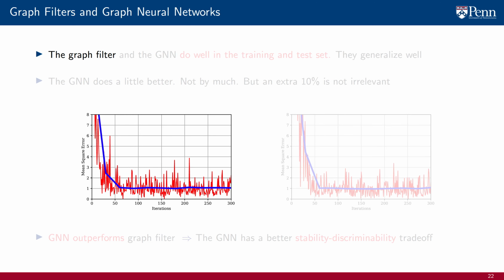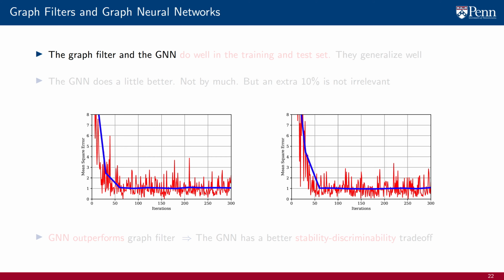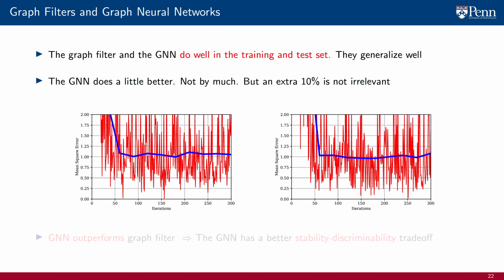Our final comparison is between the graph filter and the GNN. The graph filter and the GNN both do well in the training and test set. They generalize well. The GNN does a little better, not by much, but an extra 10% performance is not irrelevant. The important point to make is that the GNN outperforms the graph filter. This is because the GNN offers a better stability versus discriminability trade-off.